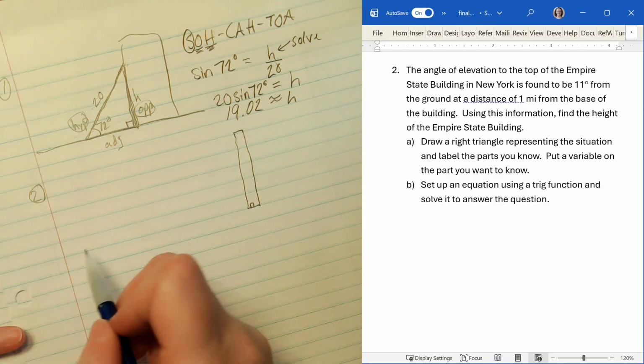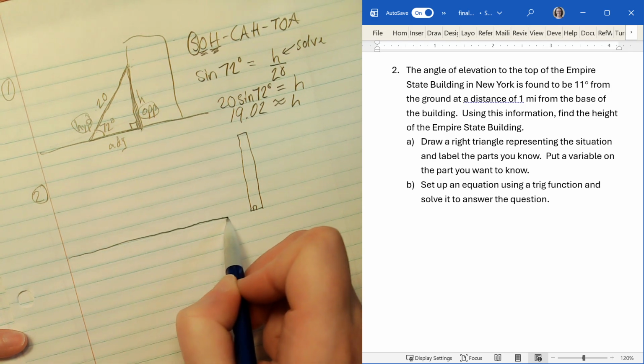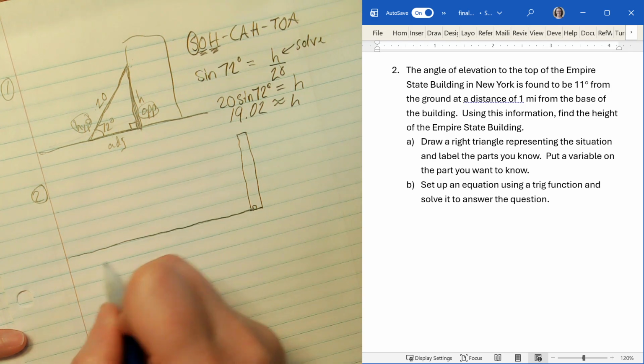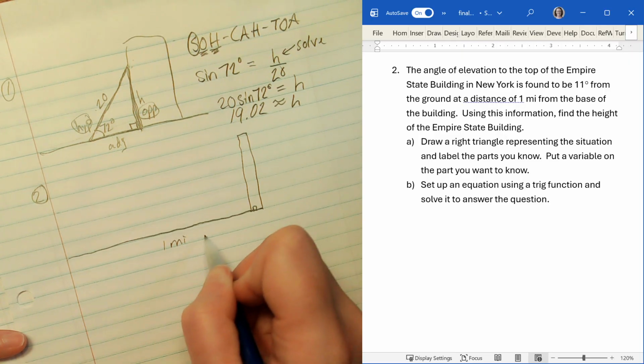Okay, and then we have the ground. And we've got somebody standing a mile away. So this is going to be like 1 mile distance here.